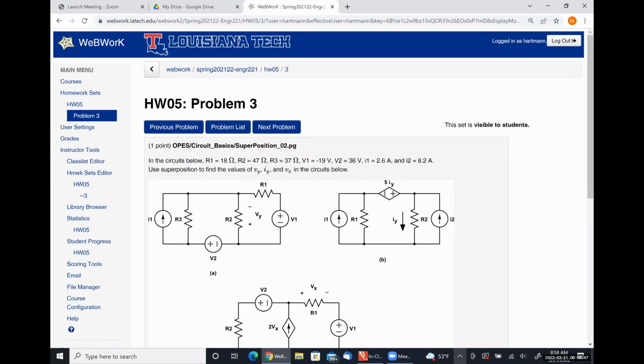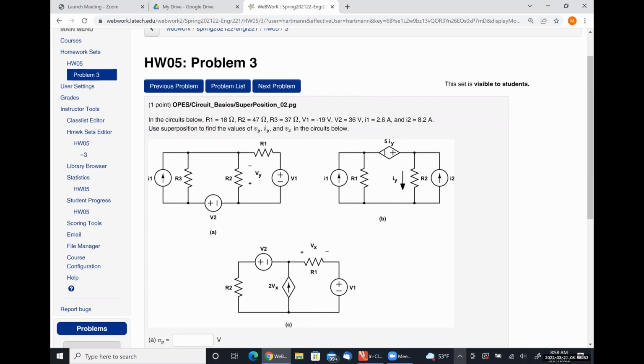Problem 3. In my opinion, it is unfair that this problem containing 3 circuits is only counted as one problem because it's actually a lot of work, okay? For part A, that's actually a good place for you to practice applying the superposition principle, okay? Circuits B and C are terrible for that. Let me explain why. Because of the dependent sources, you're going to have to set up a system of equations to solve either of those.